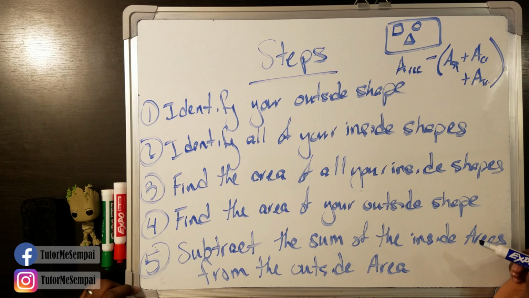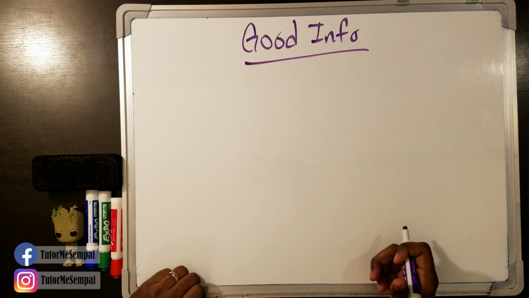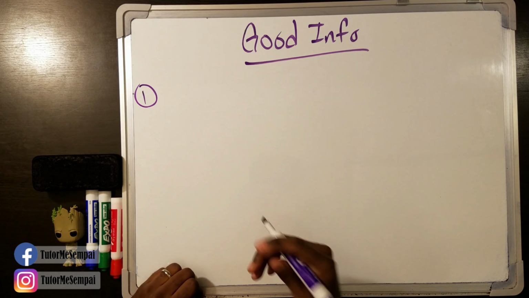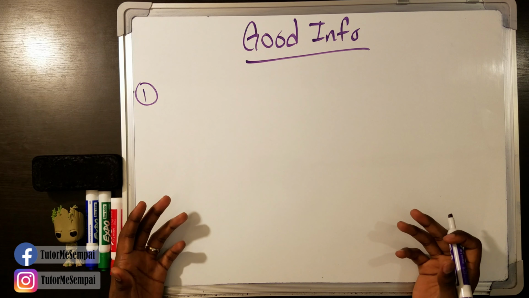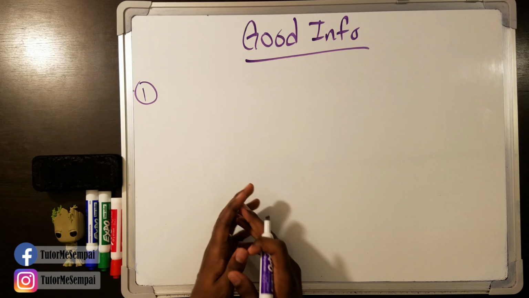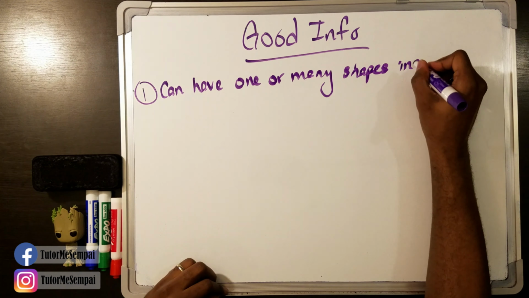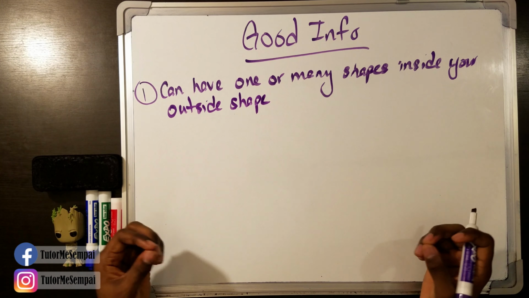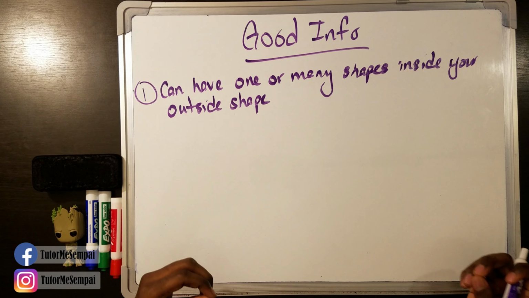Here's some good information just to have while you're finding the area of these shaded regions. The first one, you don't necessarily have to have 1 or 2 or just 3 shapes inside. You can have 1 up to however many shapes can fit. As long as your outside shape can fit them all, they can be there. So don't think that you're just going to have 1, or you have to have 2, or you have to have 3. You can have 1 or many shapes inside your outside shape.